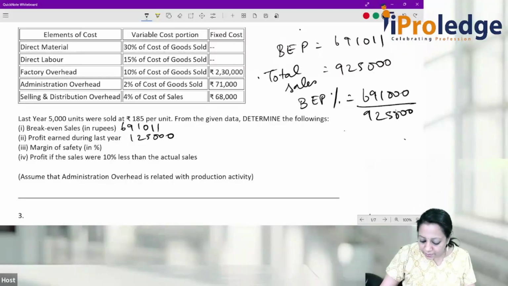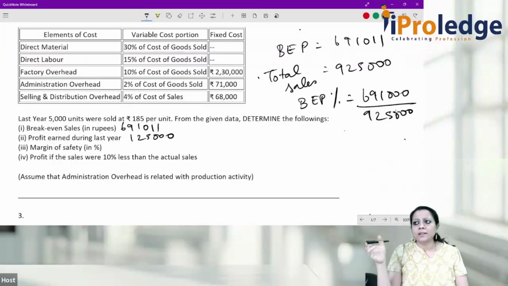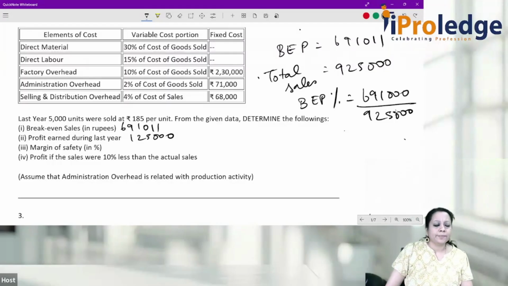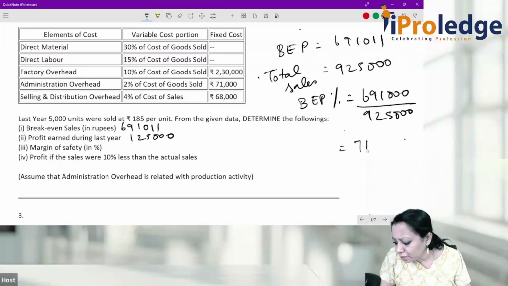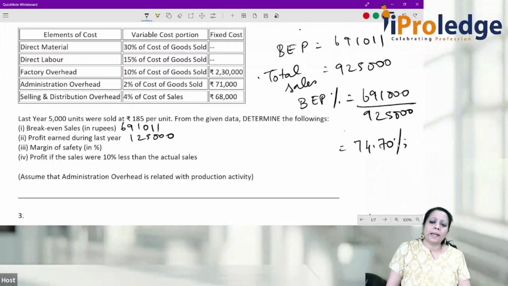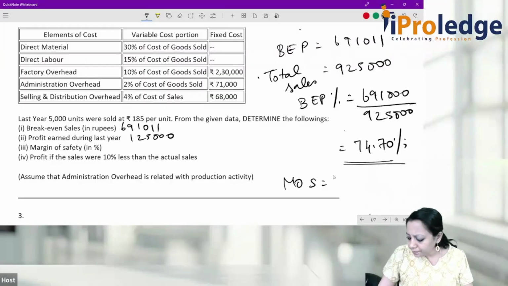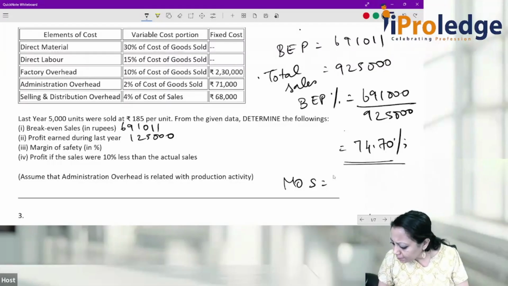So 6,91,000 divided by 9,25,000 is how much? 74.7 means, can I take it as 75 percentage roughly? Or we'll take it as 74.70 only. You can do like that in the exam also. Why to take risk? Okay. So MOS is equal to this minus 100.